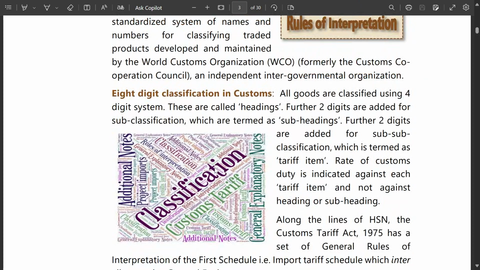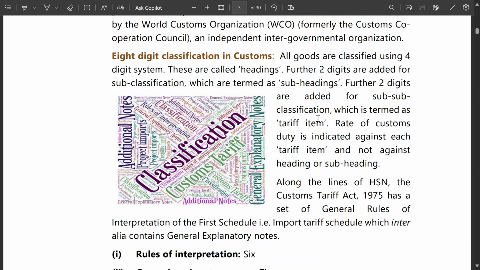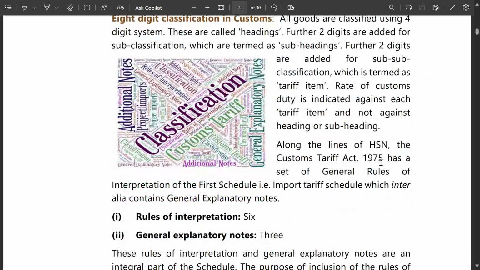It is an 8-digit classification under customs. All the goods are classified under a 4-digit number, called headings. Two more digits are added for sub-classification, which is termed a subheading. A further two digits are added for sub-sub-classification, which is termed a tariff item. The rate of customs duty is indicated against each tariff item, not against a heading or subheading.